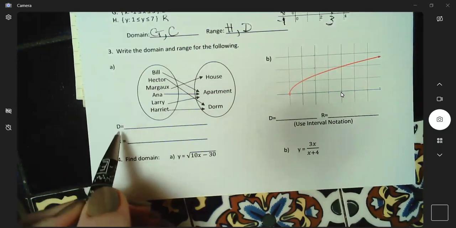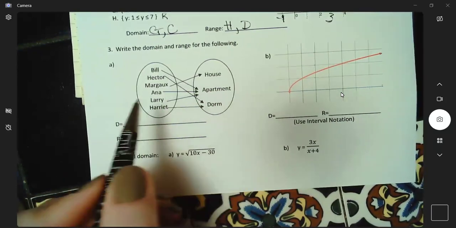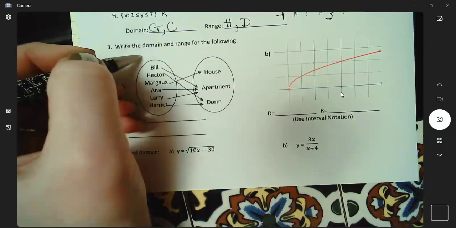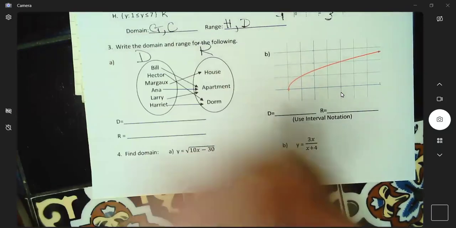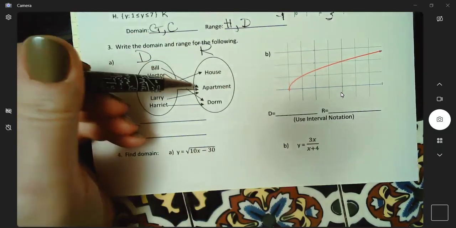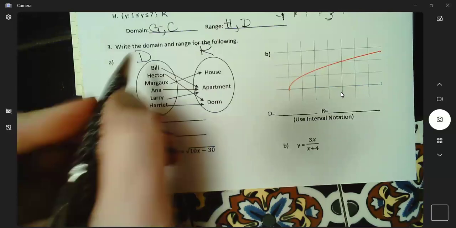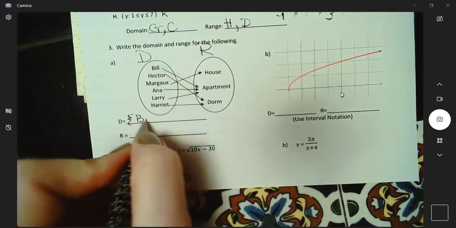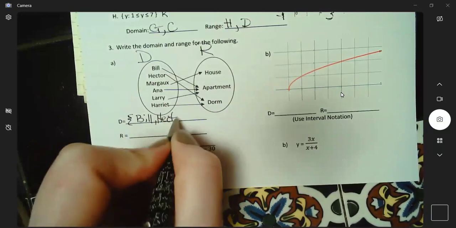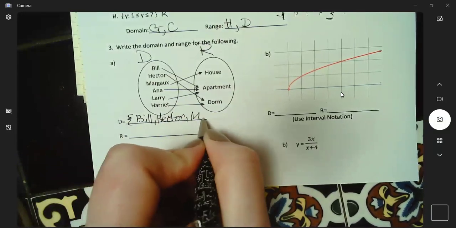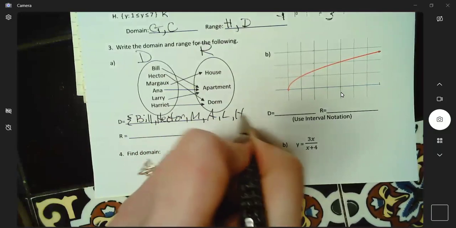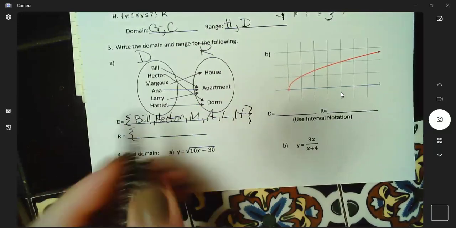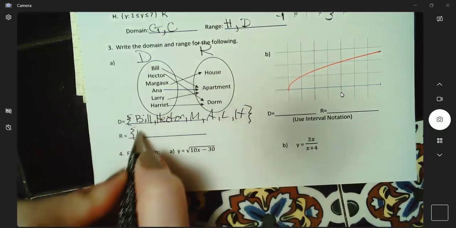All right, so if we're just talking about domain and range, this is sometimes called an arrow diagram or mapping diagram. This one's pretty easy because we always draw the domain on the left and the range on the right, and the arrow is used to show the pairings. So the domain would just be everything in that first circle. So Bill, Hector, and so on. Margot, Anna, Larry, Harriet. I'm going to be lazy and just use their initials. The range would be all the different kinds of places they could live: house, apartment, dorm.